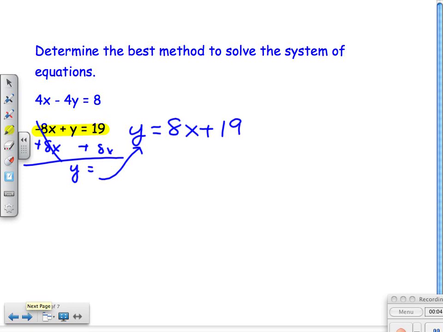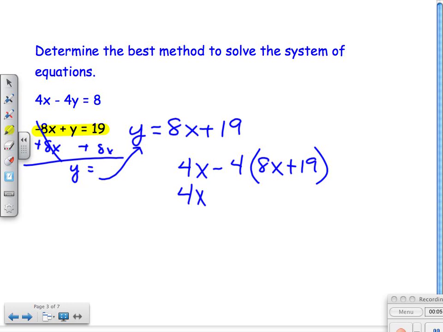So we could use that now, and then we could substitute. So we would have 4x minus 4 times the quantity 19 minus 8x, and then we could solve that equation, all right? And then, of course, you would substitute it in. So this is pretty straightforward. This is really sort of a review section of all the different methods we've used. So you guys should know how to do this.